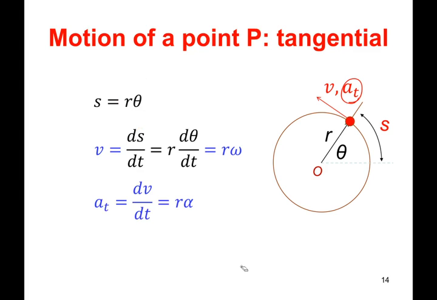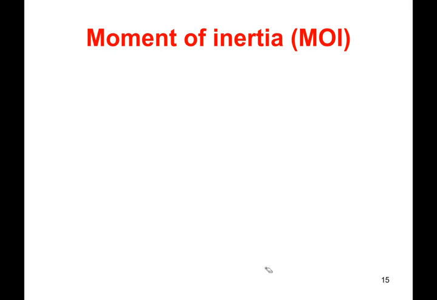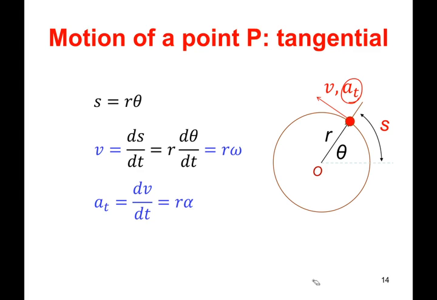You can have the same analysis for the tangential acceleration. It will be the first derivative of your linear velocity with respect to time, which is going to be equal to r, your curvature radius, multiplied by your angular acceleration. So far we know everything about the simple linear motion and rotational motion, and we know the relationships between the two.